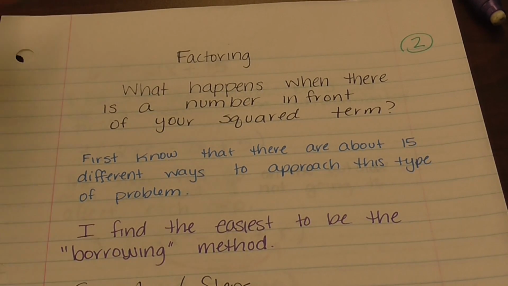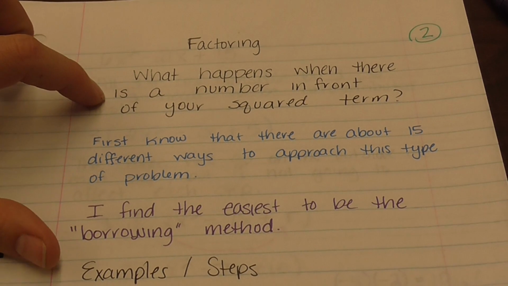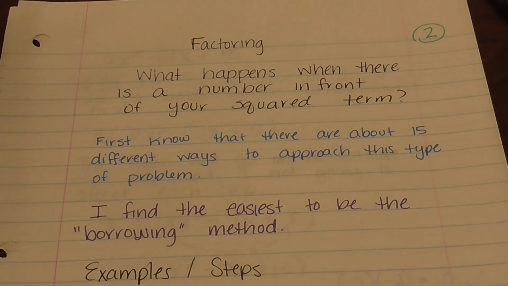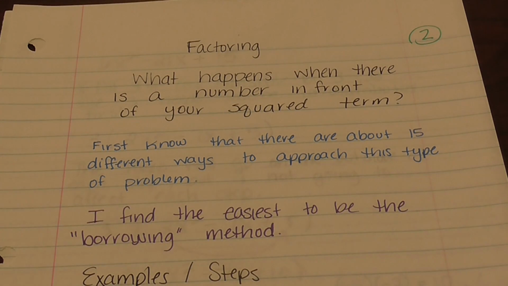All right, so there's another side of factoring. What happens when there's a number in front of the square term? You've got to know that there's at least 15 different ways to approach this type of problem. There's a bunch of different ways to do this kind of factoring. I'm going to show you a way called borrowing.